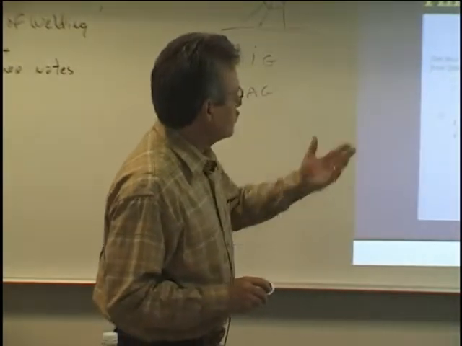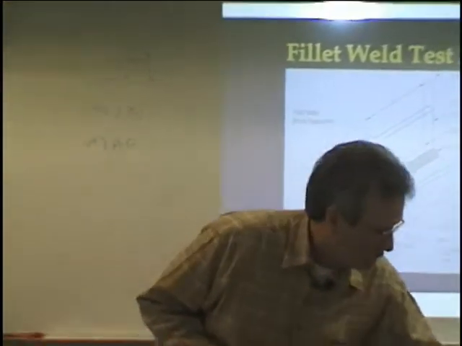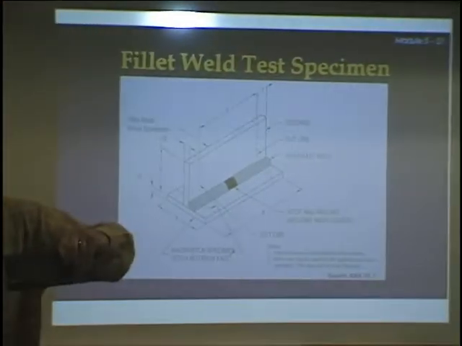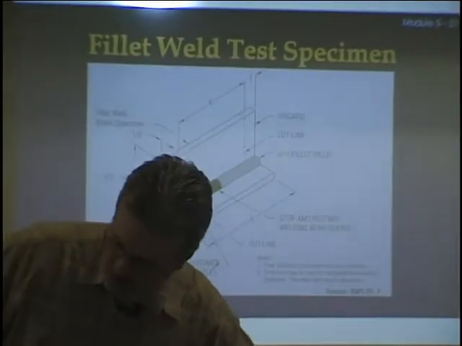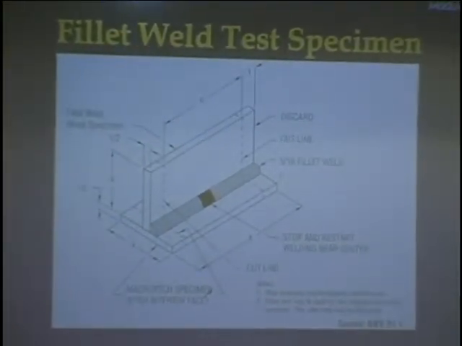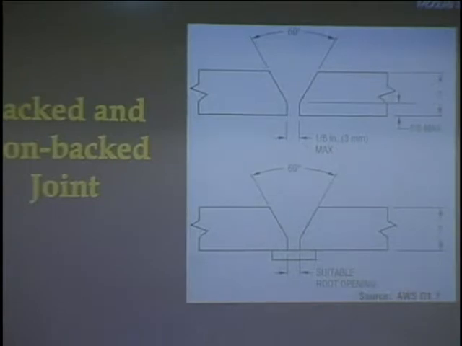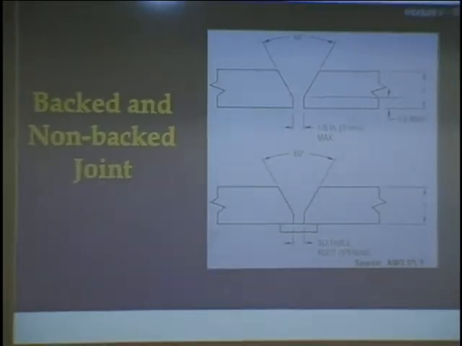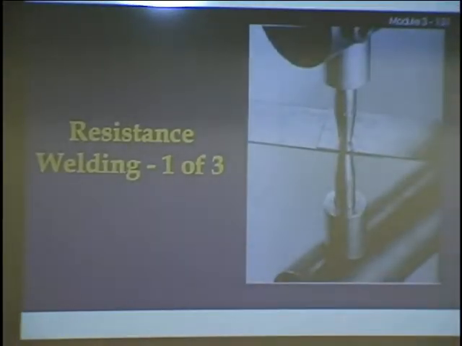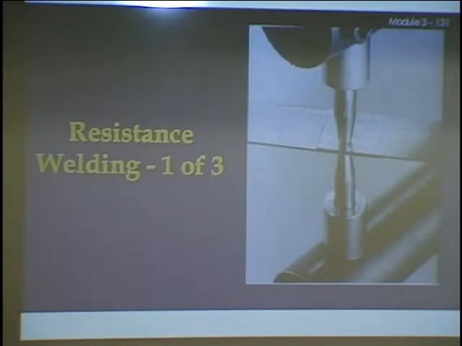Let's see. This would be a fillet weld test. This is a fillet weld. This also comes out of D1.1, so that would be one of the tests that you guys would be taking. This would be a groove plate test, also out of D1.1. I'm not sure what that is doing in there, but that is resistance welding.